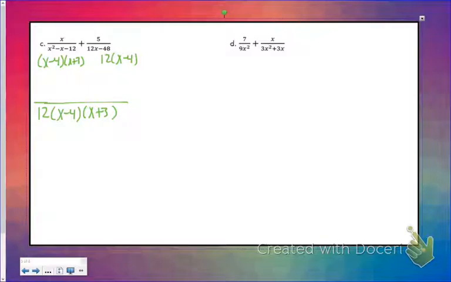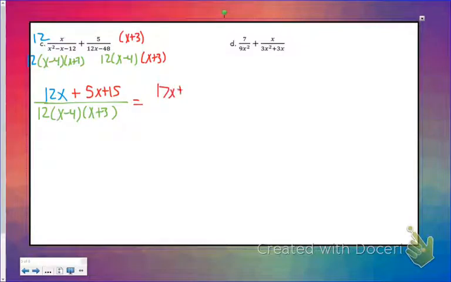So I look at the left function. The left function is just missing the 12. So I multiply the top and the bottom by 12. So that gives me 12x. I look at the right side. The right side is missing the x plus 3. So I multiply the top and the bottom by x plus 3. And now all I have to do is combine like terms. And I am done.